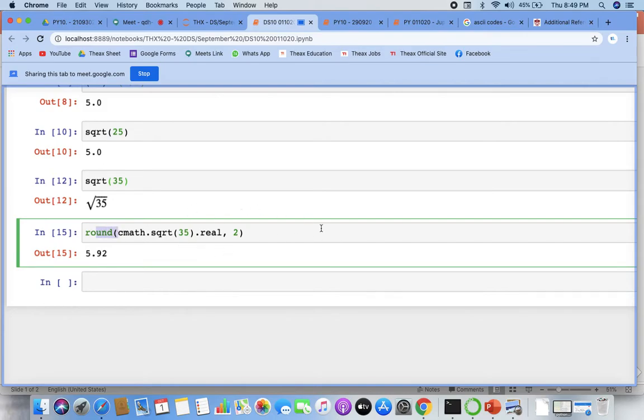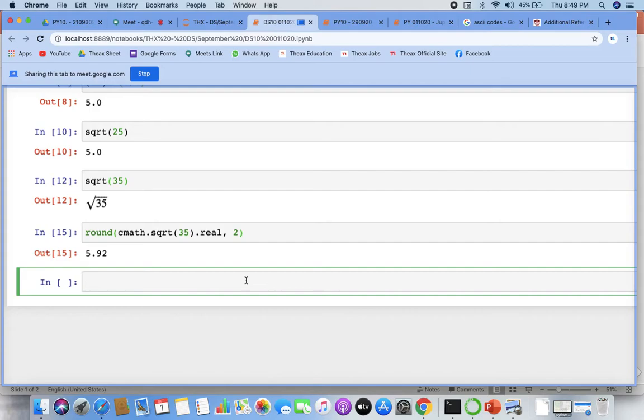Understood? Yes, no. Can you say yes or no? Yes, sir. Good. So kindly say. If anyone is having any doubts, you can just ask anytime, right? So square root of 35, it's 5.92, right?